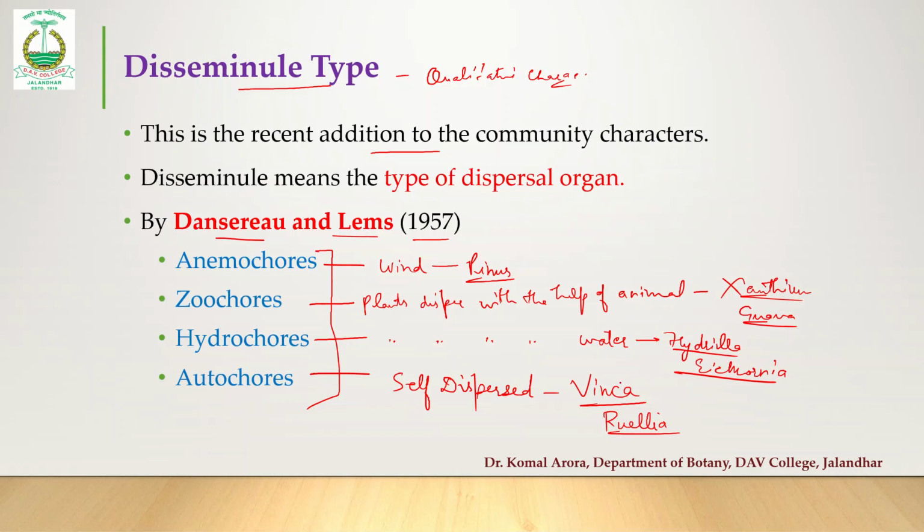So these are, on the basis of the dispersal organ, that which agency is involved in plants for dispersal, on that basis we have given 4 classes. Okay, so this much you will write under the character disseminule type.